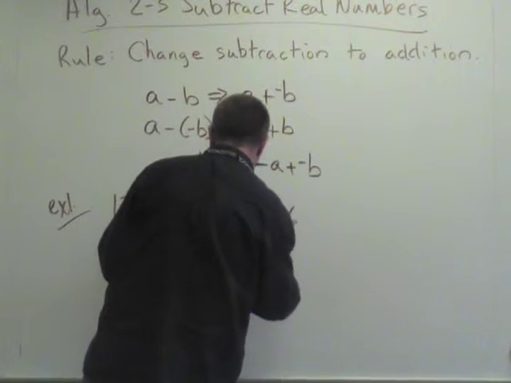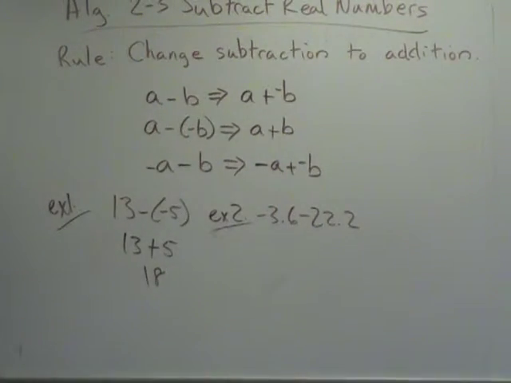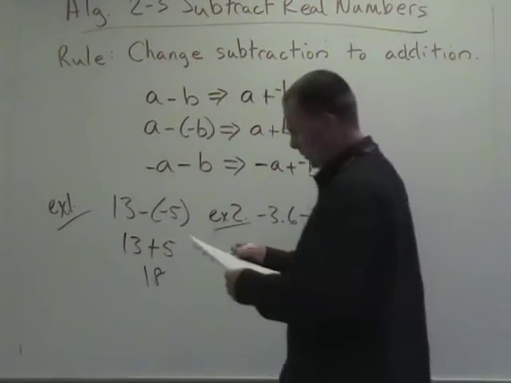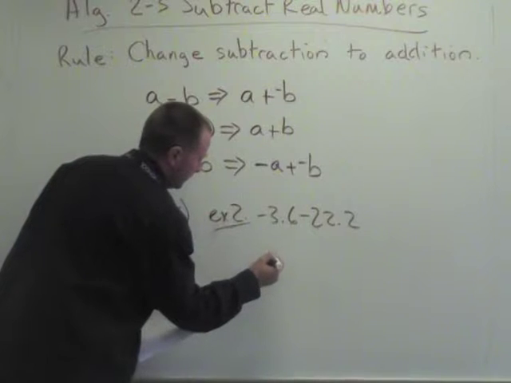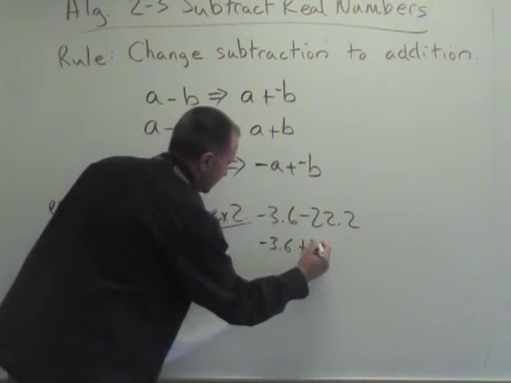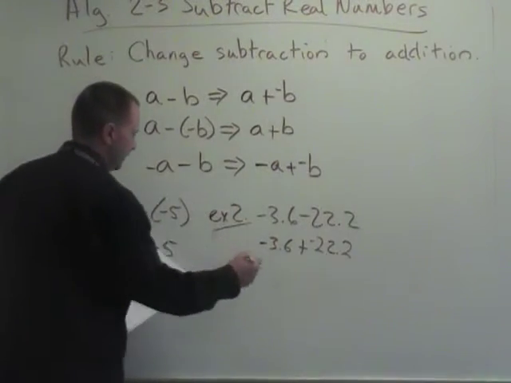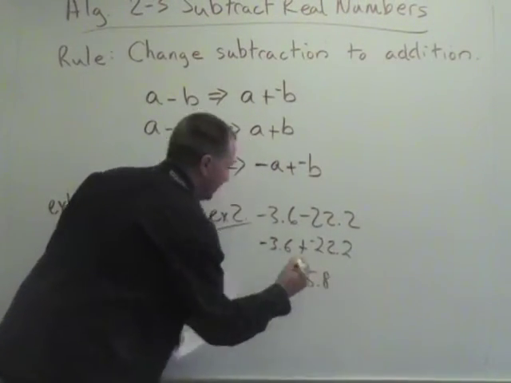Negative 3.6 minus 22.2. I really don't know your name there. Julian, tell me what to do. You change 22.2 to negative 22.2. So this becomes a plus, this becomes negative 22.2, and you get what? Negative 25.8. There you go, negative 25.8.